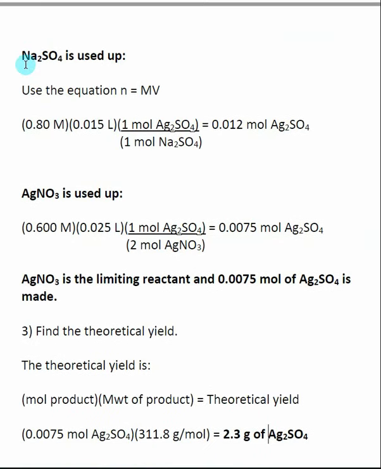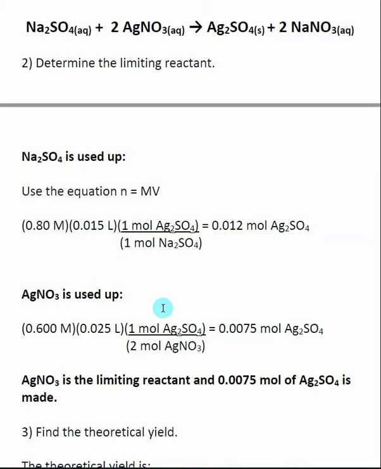I've looked at how much of my product I would make if I used up one reactant. Now I've got to look at the other reactant, silver nitrate. Silver nitrate was 0.6 molar, and we had 25 milliliters of that. Remember, we convert milliliters to liters. Here, the big difference is that it is a 2-to-1 mole ratio. My reaction tells me that for every 2 silver nitrates that I use up, I can make 1 silver sulfate. Remember, molarity times volume gives me the number of moles of silver nitrate.